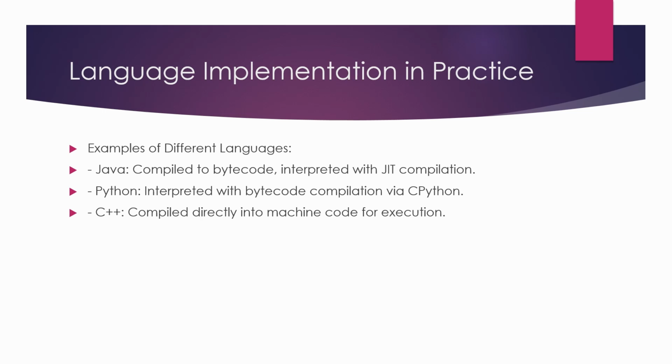In practice, different languages implement these strategies in various ways. For example, Java uses JIT compilation, while Python is interpreted but also utilizes bytecode for performance. C++ is typically compiled directly into machine code. Understanding these implementation strategies can help you choose the right language for your needs.